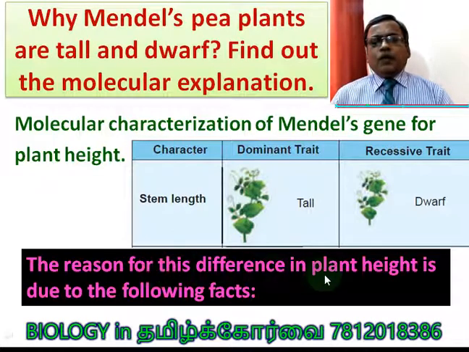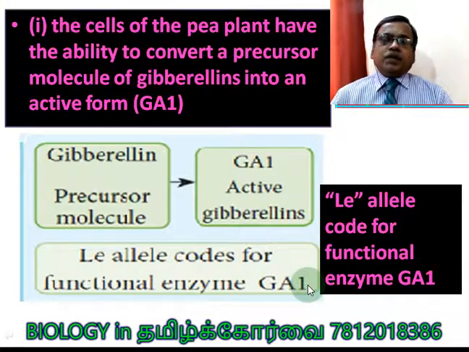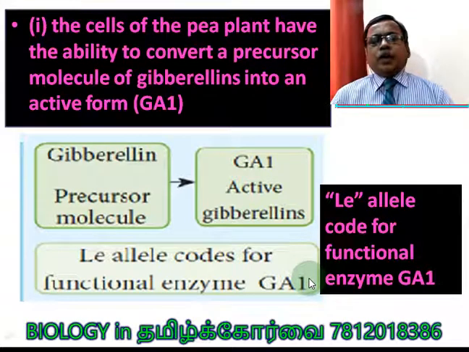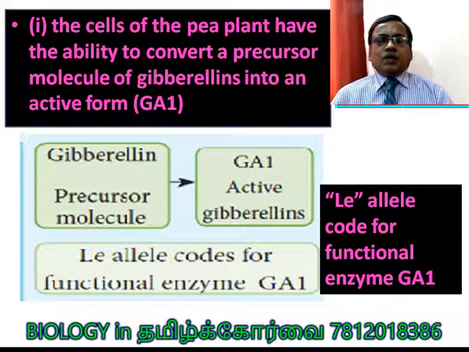The reason for this difference in plant height is due to the following fact. What is the fact? It is due to the gibberellins. And you know very well about gibberellin. Gibberellin is a type of plant hormone. It is coming under the line of auxin, gibberellin, cytokinins, ethylene, etc. Understand? So the gibberellin, we learnt in plant physiology itself.